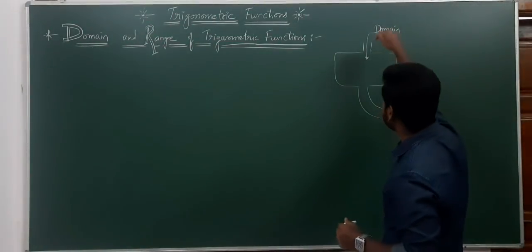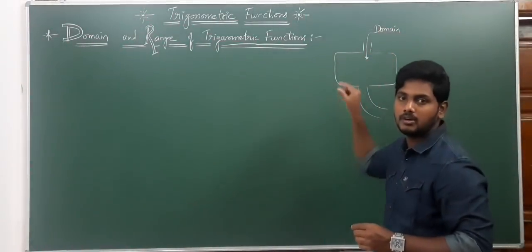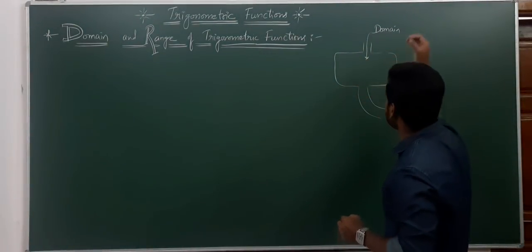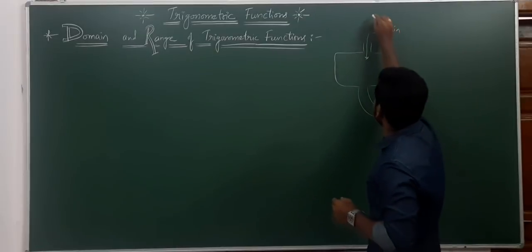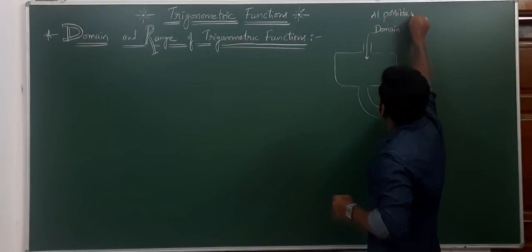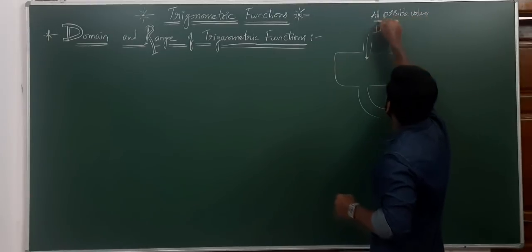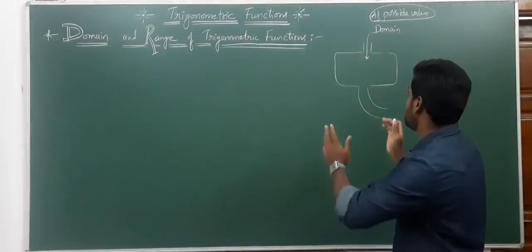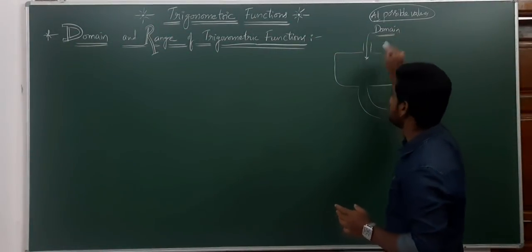For example, if we can put 1, nothing but a real number 1. Not only that, 1 is a domain. What are the possible values? All possible values we can put, nothing but include in this function or nothing but a box. Those all we will consider as domain.